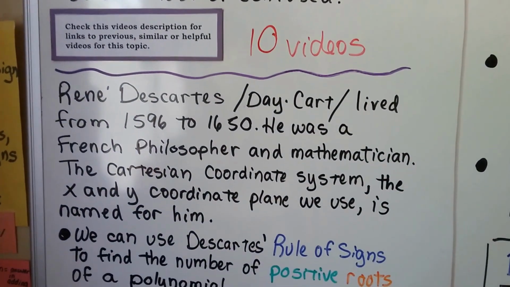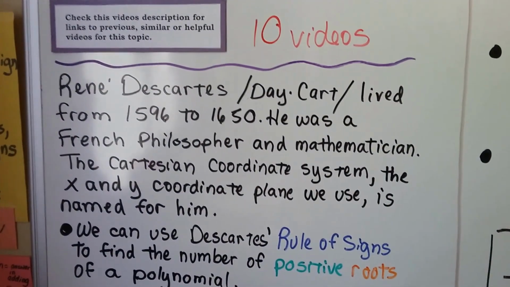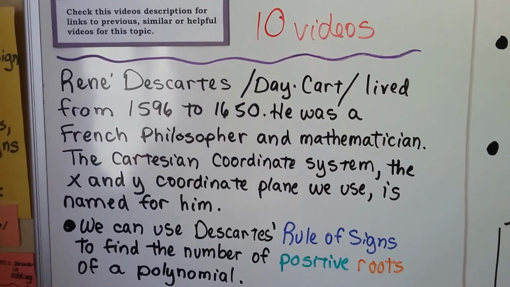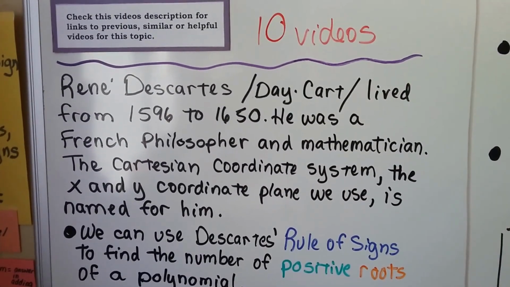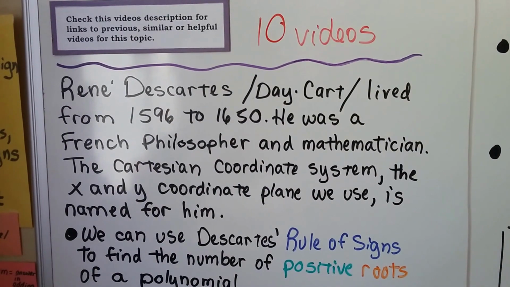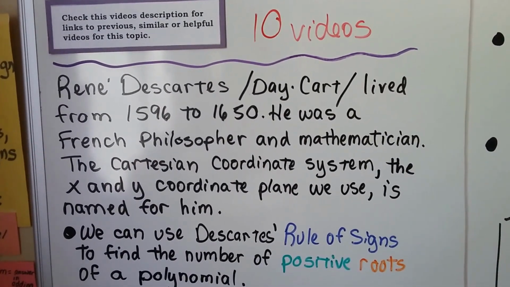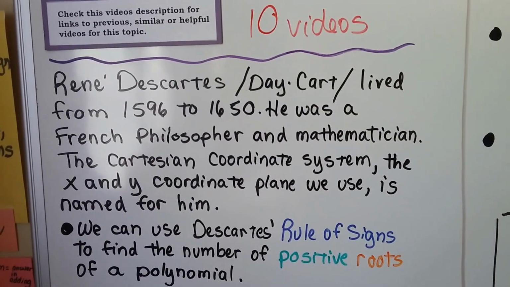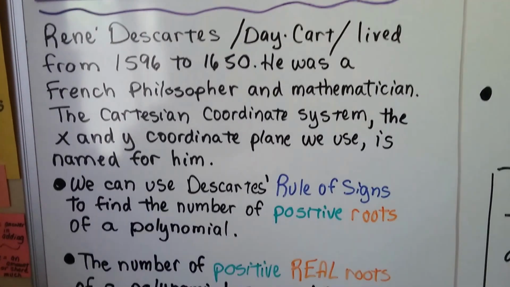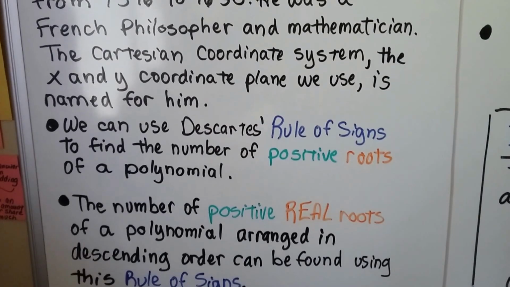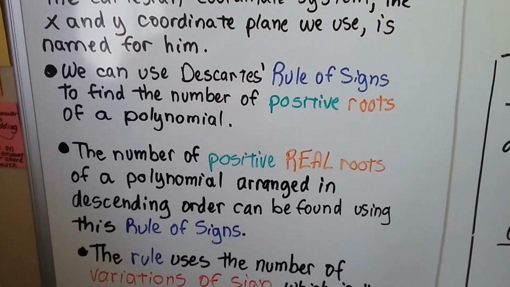René Descartes lived from 1596 to 1650, and he was a French philosopher and mathematician. Did you know he was also good at sword fighting? He was a great swordsman, and he's kind of credited with analytic geometry. In the Cartesian coordinate system, the x and y coordinate plane we use is named for him. We can use Descartes' rule of signs to find the number of positive roots of a polynomial.